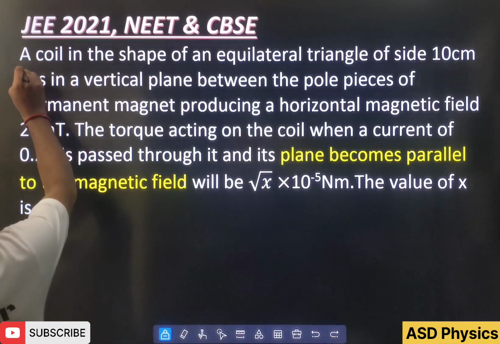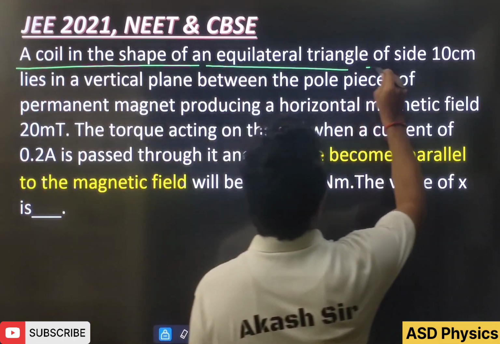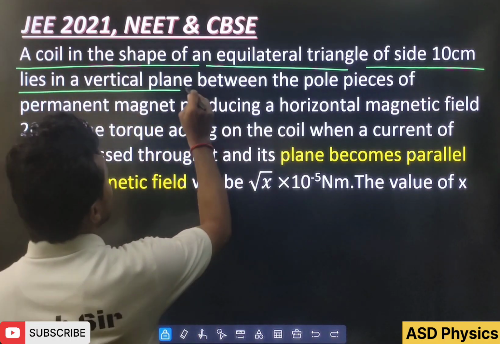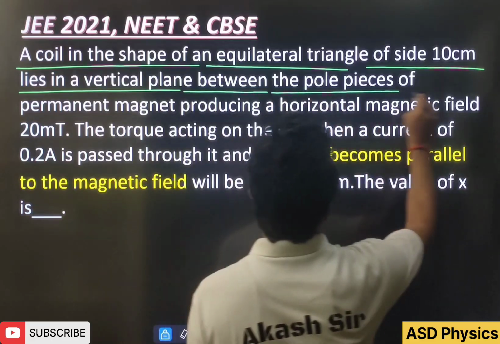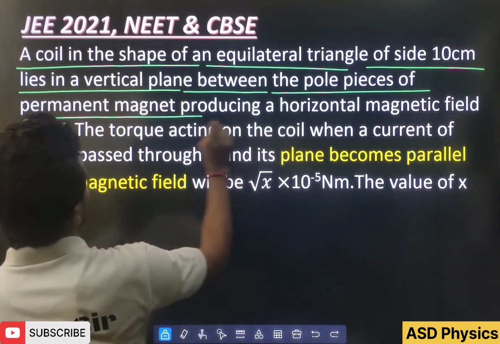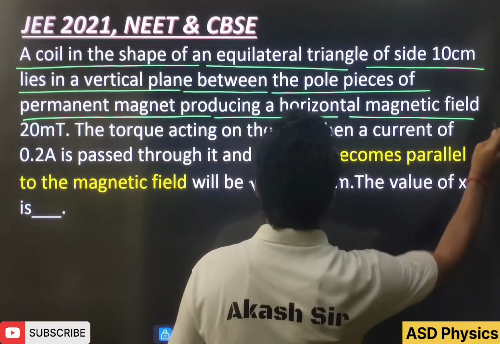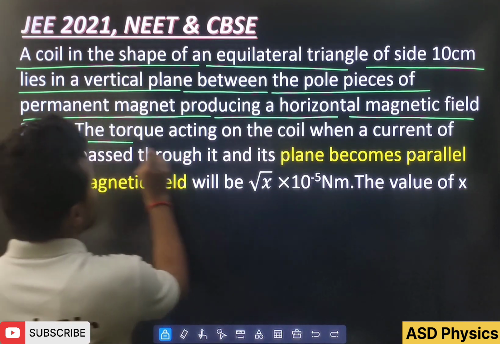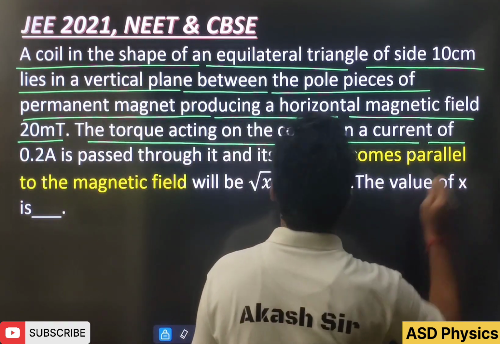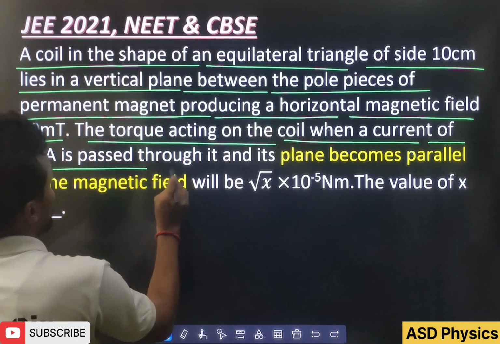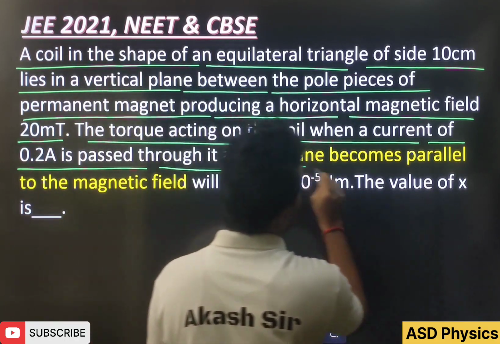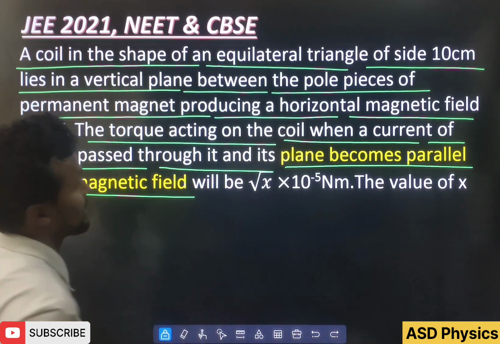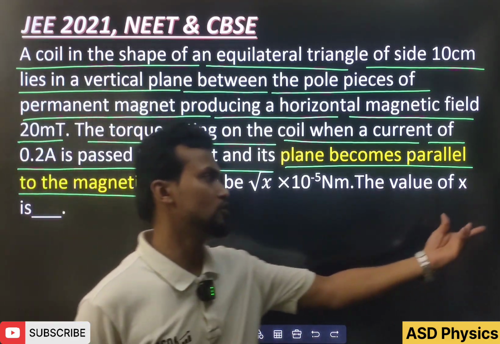The question is here: a coil in the shape of an equilateral triangle of side 10 cm lies in a vertical plane between the pole pieces of a permanent magnet producing a horizontal magnetic field of 20 millitesla. Now, the torque acting on the coil when a current of 0.2 ampere passes through it and its plane becomes parallel to the magnetic field will be this one. The value of x is how much here?